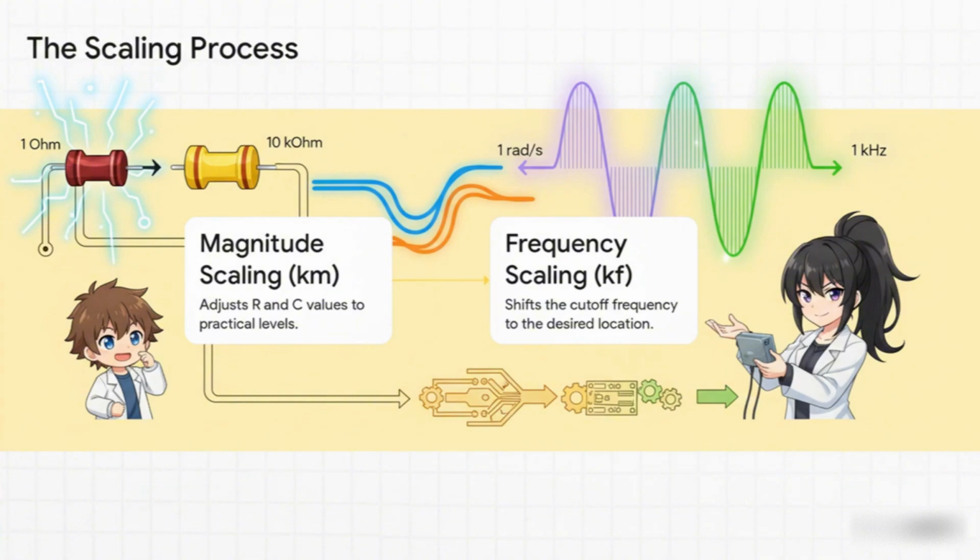First, you do what's called magnitude scaling. This just adjusts the impedance of your parts to something reasonable, like turning that silly 1 ohm resistor into a nice standard 10,000 ohm one. Then you do frequency scaling. This is where you shift the filter's cutoff frequency from some theoretical number, like 1 radian per second, to the actual frequency you need, like 1 kilohertz.